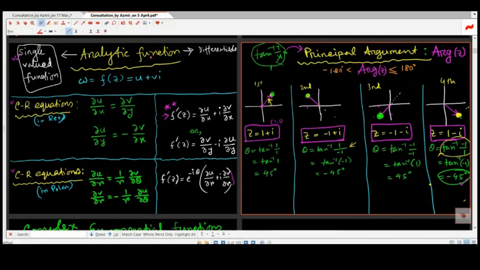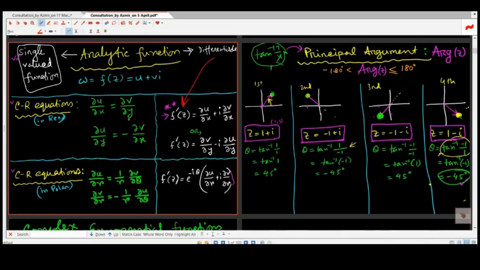Analytic functions are differentiable. Whenever we discussed the definition of an analytic function, we mentioned that analytic functions are differentiable. Just now we have learned that analytic functions are single valued. So single valued functions are analytic and differentiable. That means we can find the derivatives: if we have f of z, we can find the derivative f prime of z.